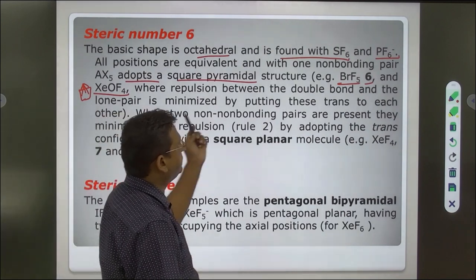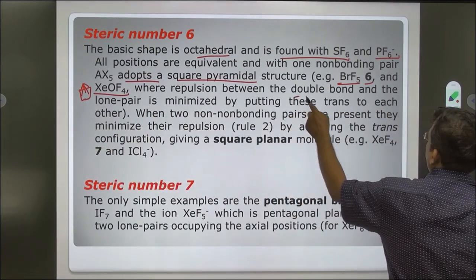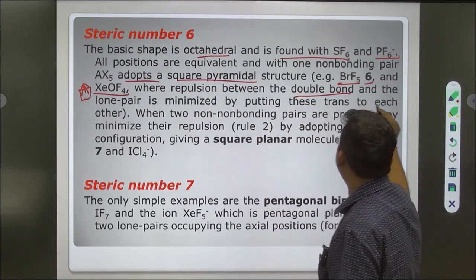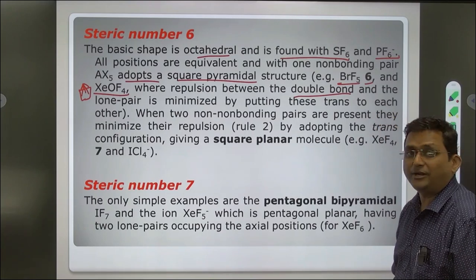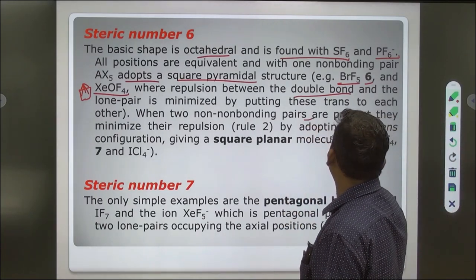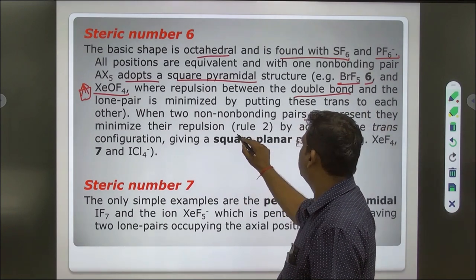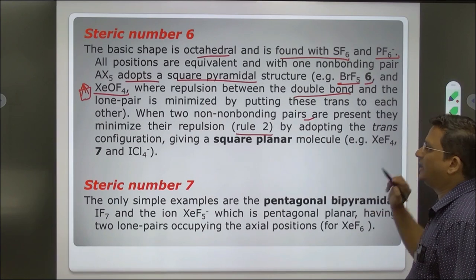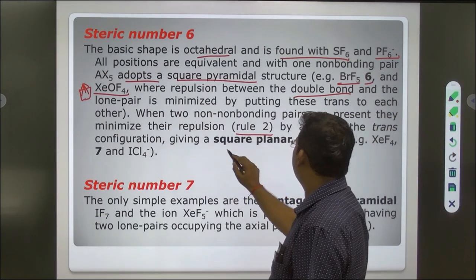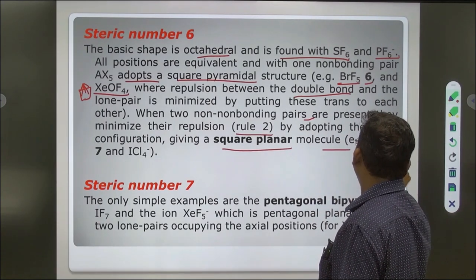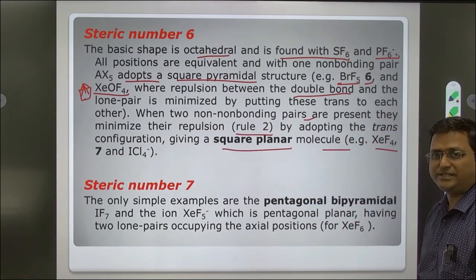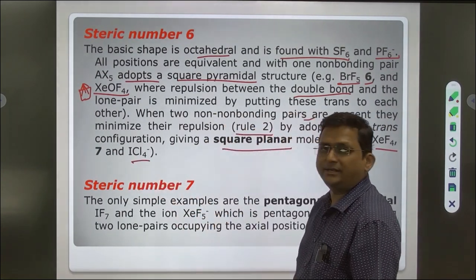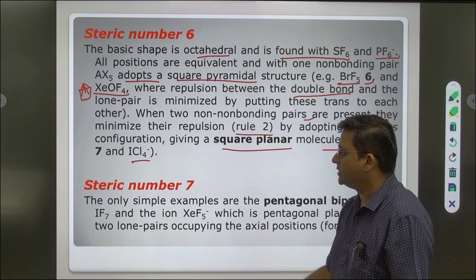Where repulsion between the double bond and the lone pair is minimized by putting these trans to each other. When 2 non-bonding pairs are present, they minimize the repulsion. It is the rule 1. Rule 2, by adopting the trans configuration, giving the square planar molecule XeF4 and ICl4 minus.